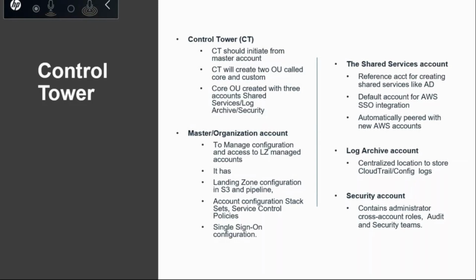What are the things in the master account? The master account has the landing zone configuration: how many accounts I have, what rules I have. That is stored in an S3 bucket in the master account, but you cannot modify anything there. There are also all the account configuration stack sets and service control policies. When you say stack sets, those are CloudFormation templates, mostly the basic key templates for Control Tower. All service control policies will be there, and of course the single sign-on configuration: which accounts are part of the SSO will be in the master account.